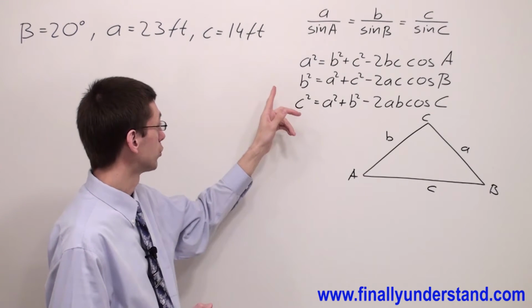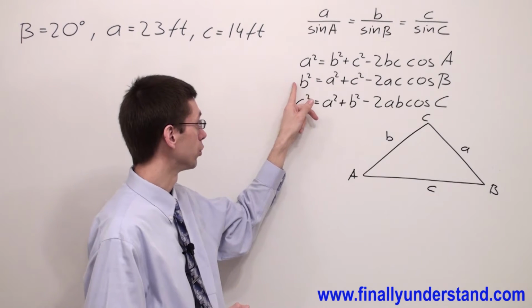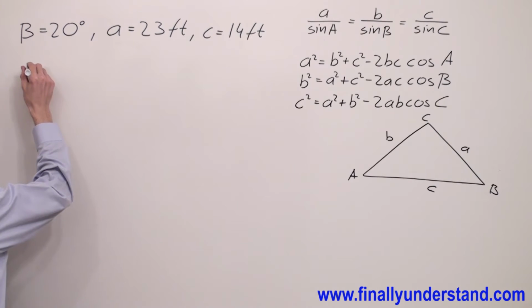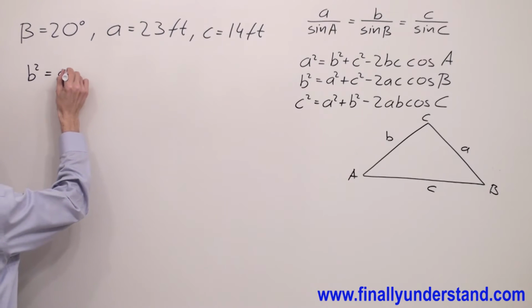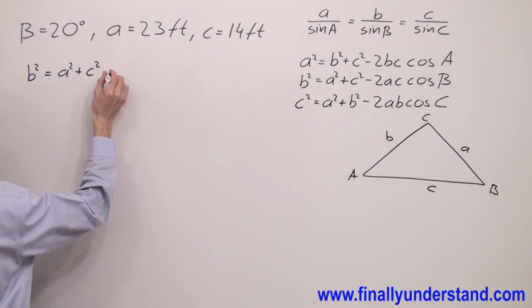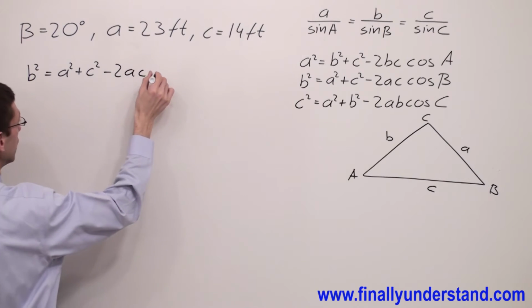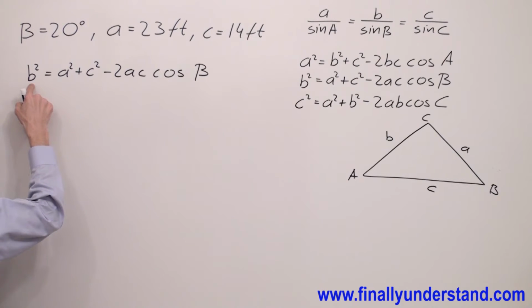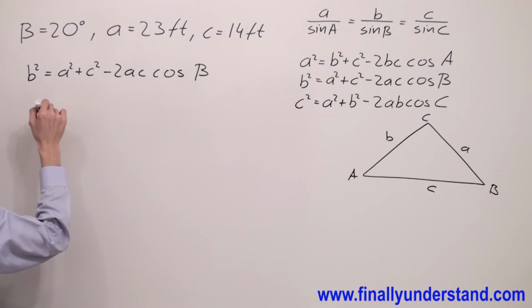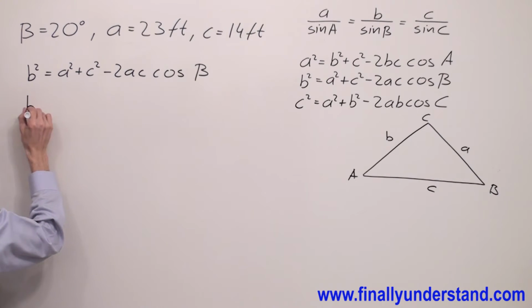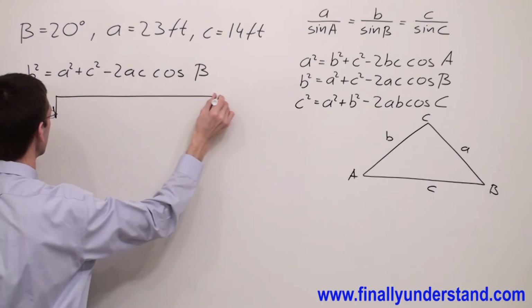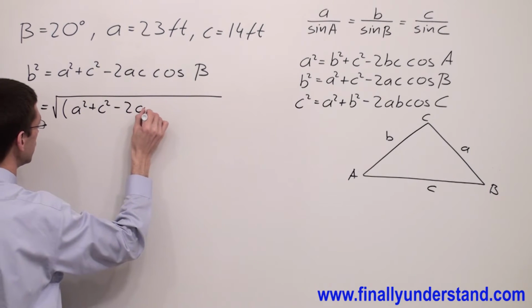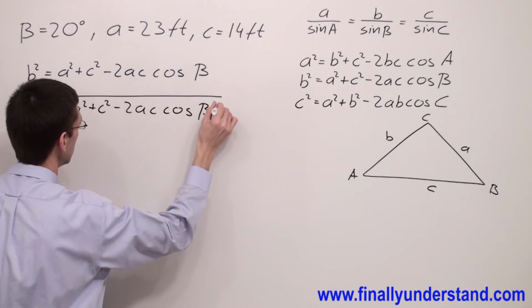Because I want to find side B, I'm going to use this version of the law of cosines. So I'm going to simply copy this down. So I have B squared is equal to A squared plus C squared minus 2AC cosine of angle B. In order to find side B, I'm supposed to take the square root of both sides of this formula, and I'm going to have B equals the square root, open parenthesis, A squared plus C squared minus 2AC cosine of angle B.